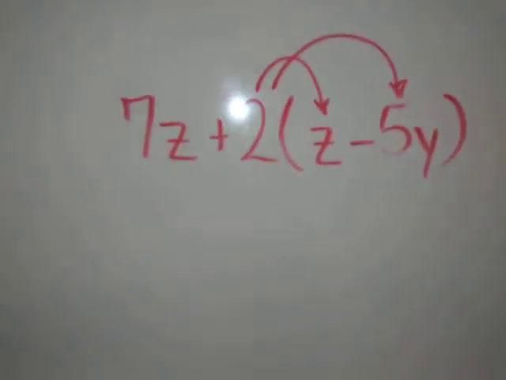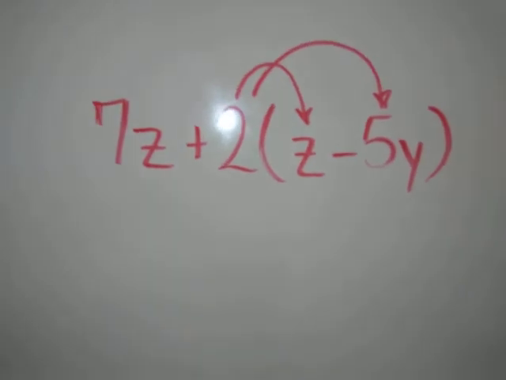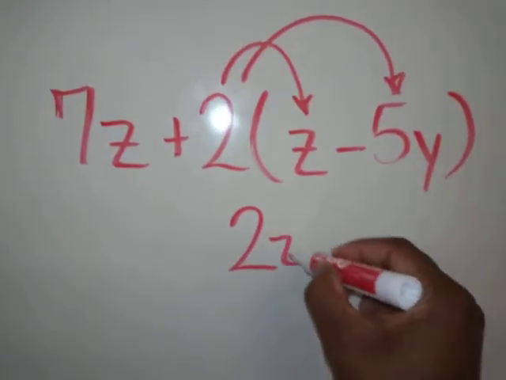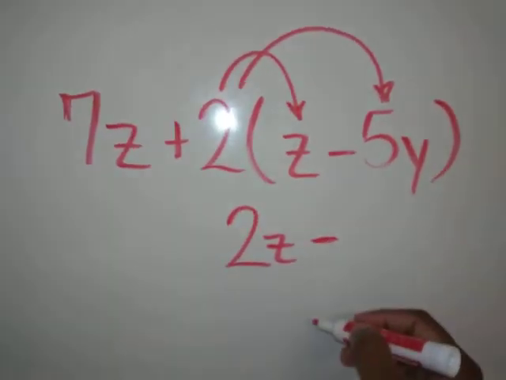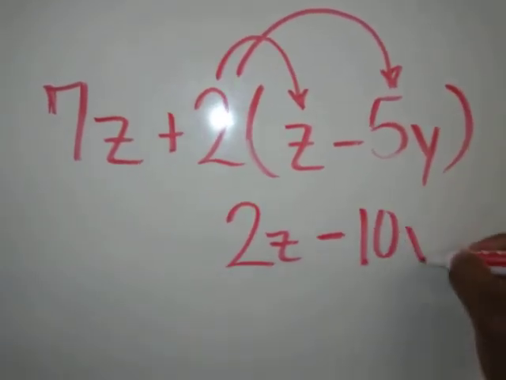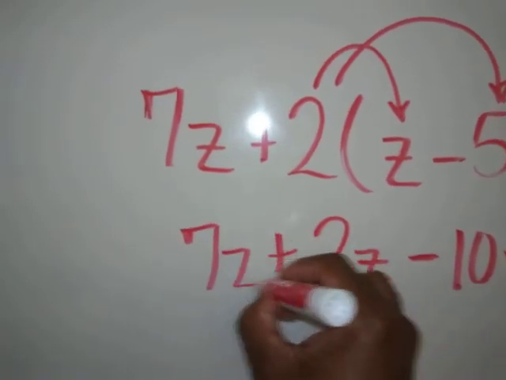All right, so let's go ahead and complete this portion first, and we'll see if we have to combine any like terms. 2 times z will give us 2z, that is correct. I'm going to bring down my minus sign. 2 times 5y will give us 10y. I'm just going to bring down the rest of these terms, 7z.